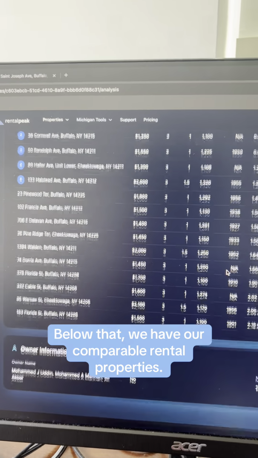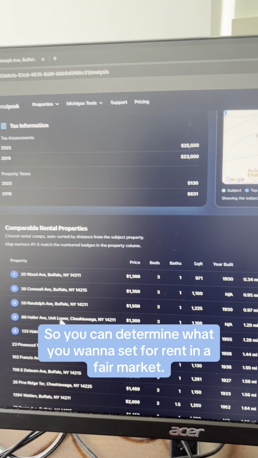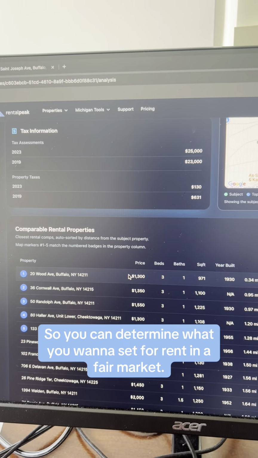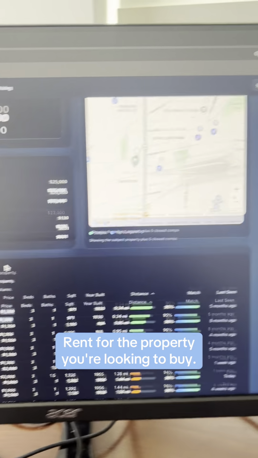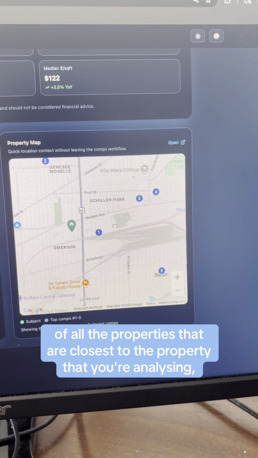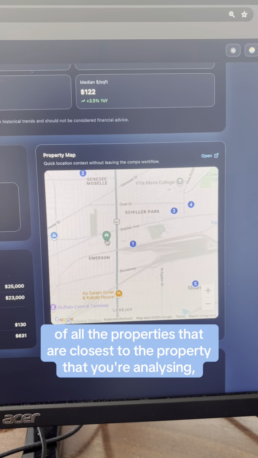Below that, we have our comparable rental properties. So you can determine what you want to set for rent and a fair market rent for the property you're looking to buy. And you can see a map here of all the properties that are closest to the property that you're analyzing, which is this one right here.